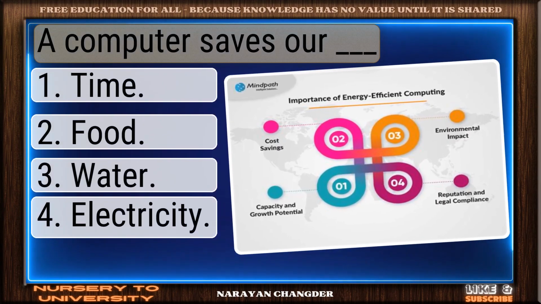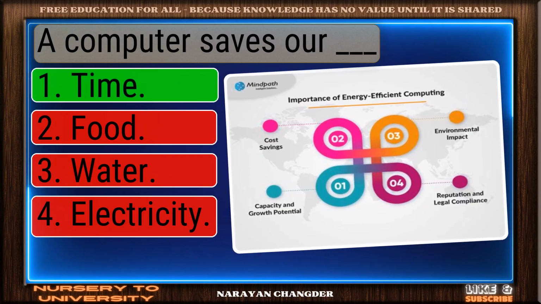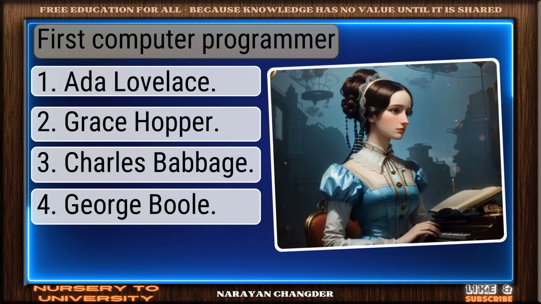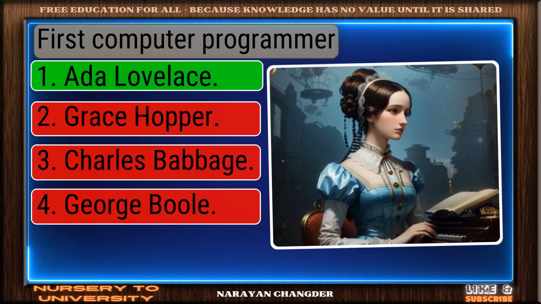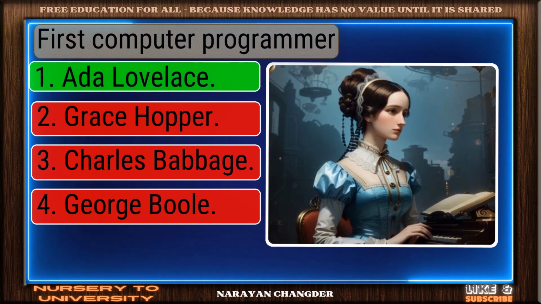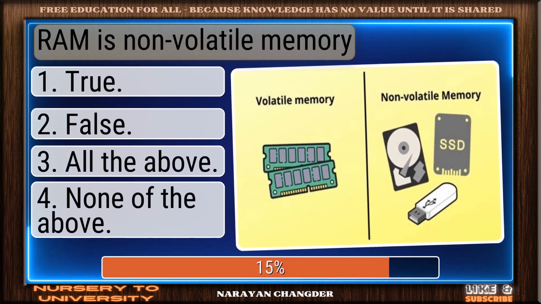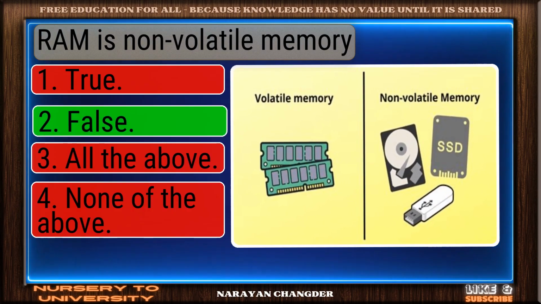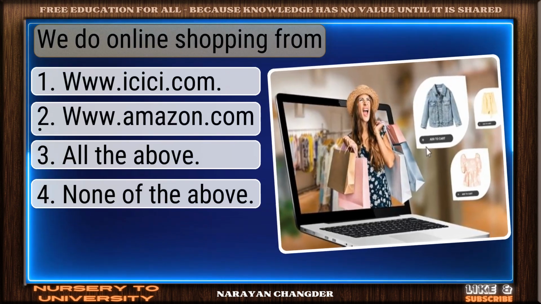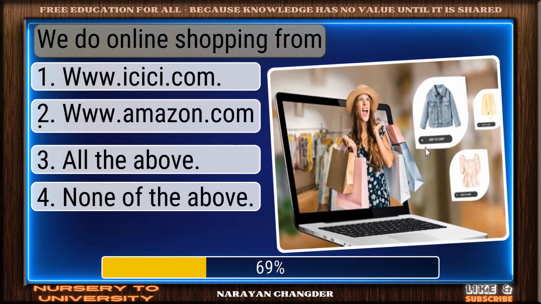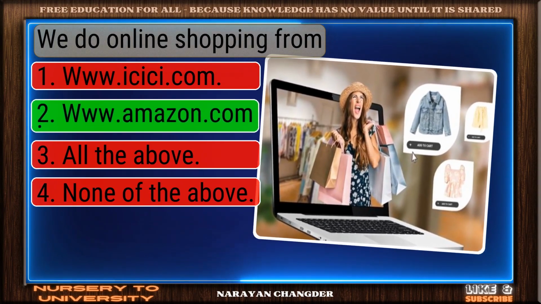A computer saves our dash? Valid point. Time is true. First computer programmer? Great job. Ada Lovelace is accurate. RAM is non-volatile memory? Strong choice. False is right. We do online shopping from? You're right, www.amazon.com is correct.